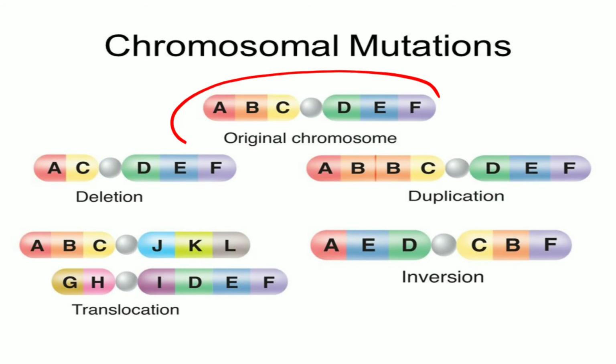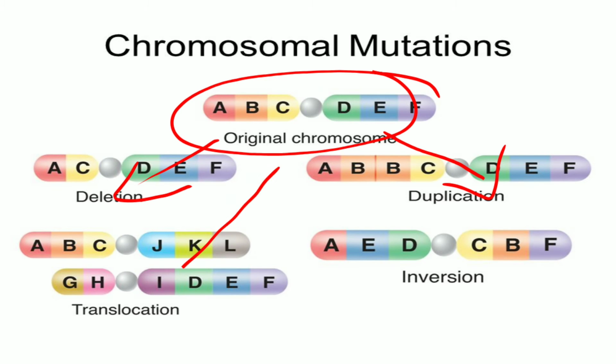This is the original chromosome. This is the result of deletion of B. This is the result of duplication of B. This is the result of translocation, and this is the result of inversion. So these are the chromosomal mutations.